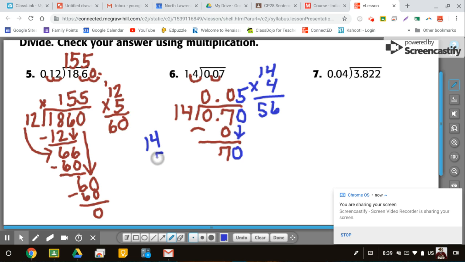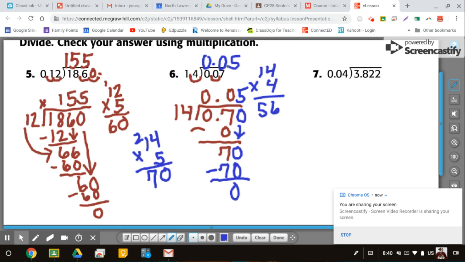14 times 5. That's 20. What's the 2 up? Hey, 70. I am finished. Now I just subtract them. I get 0. So my answer is 0.05 or 5 hundredths.